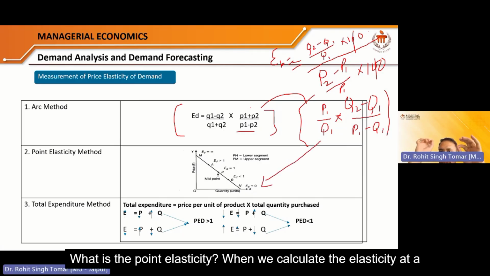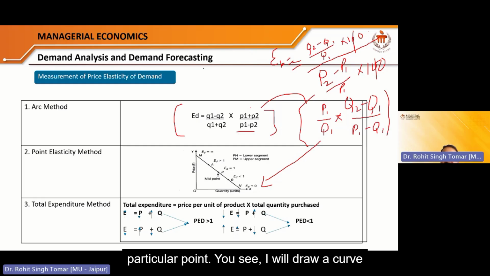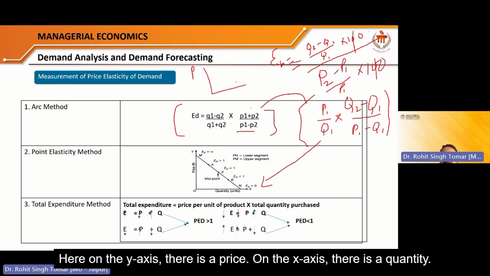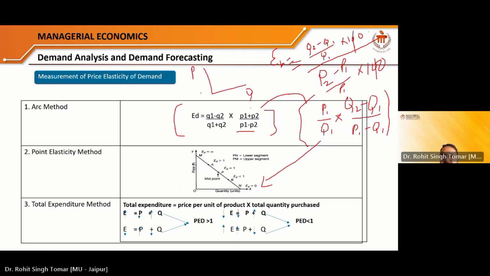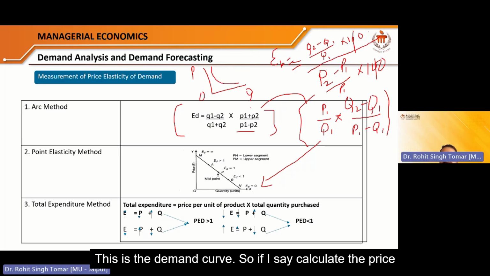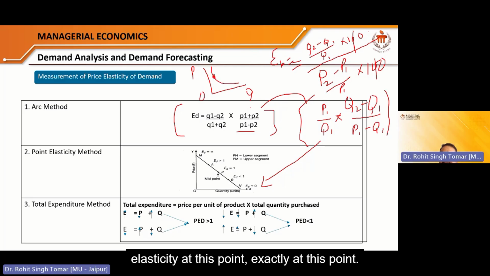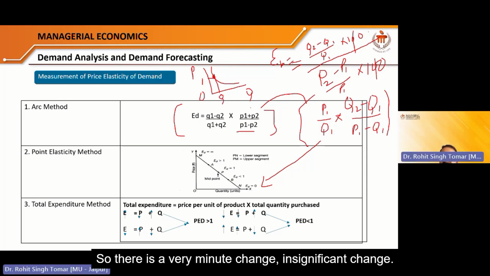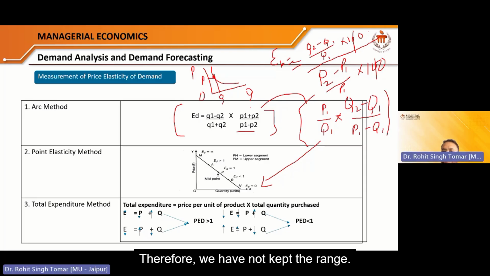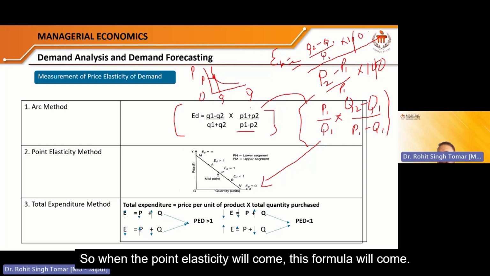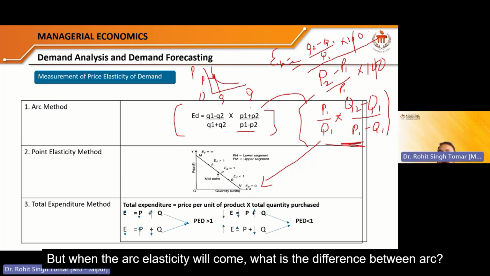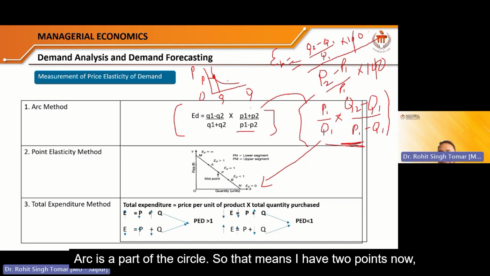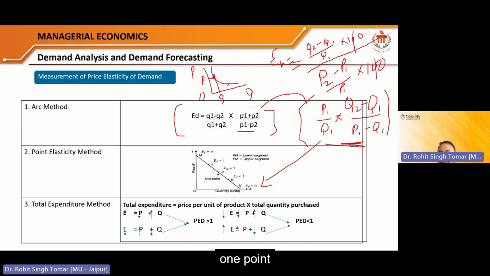When we calculate the elasticity at a particular point, you see, I will draw a curve here. Here on the y-axis, there is price. On the x-axis, there is quantity. Right? This is the demand curve. So if I say calculate the price elasticity at exactly this point, I'll take the price of this point and the quantity of this point. Right? So there is a very minute, insignificant change. Therefore, we have not kept the range. So when the point elasticity comes, this formula will come. But when the arc elasticity comes, what is the difference? Arc is a part of the circle. So that means I have 2 points now, 1 point and another point. So these 2 points.